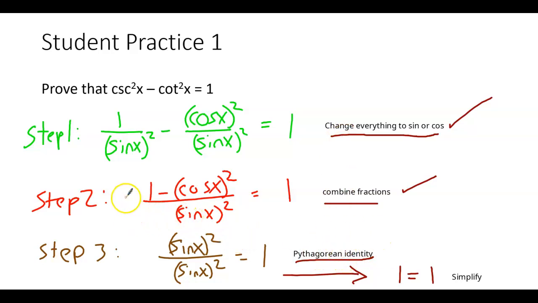All right, and how did I get from step 2 to step 3? Well, I did a Pythagorean identity. 1 minus cosine x squared is sine of x squared. And then from there, we can just simplify sine x squared over sine squared. That's just simplification. So there we go.